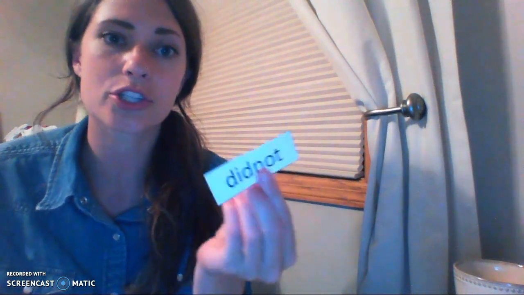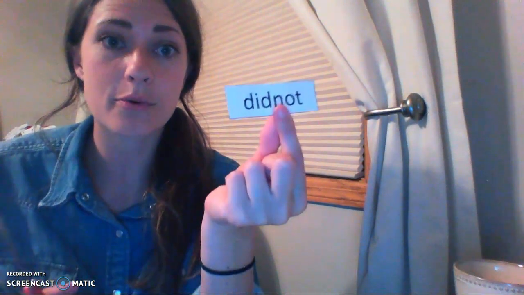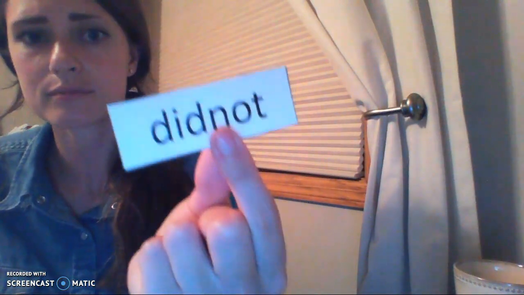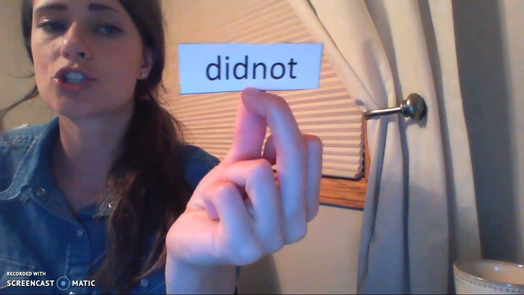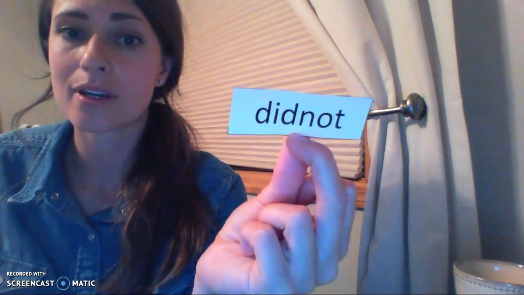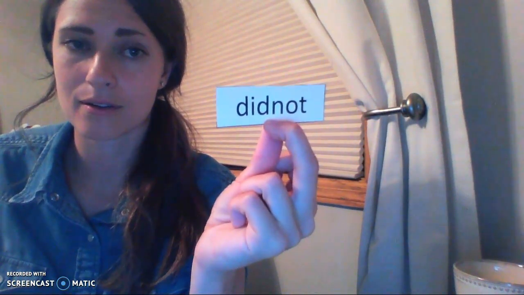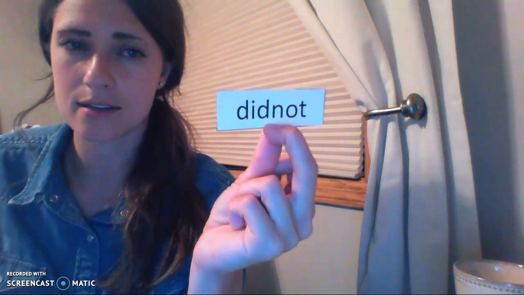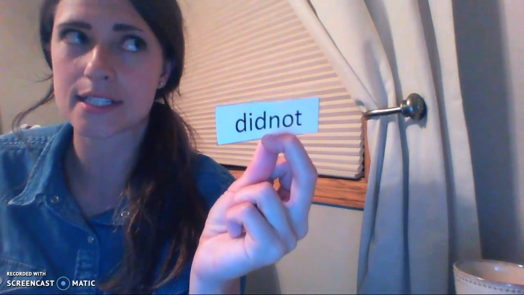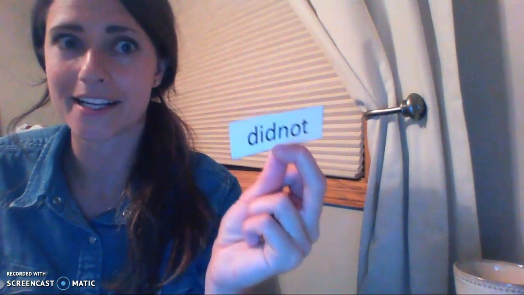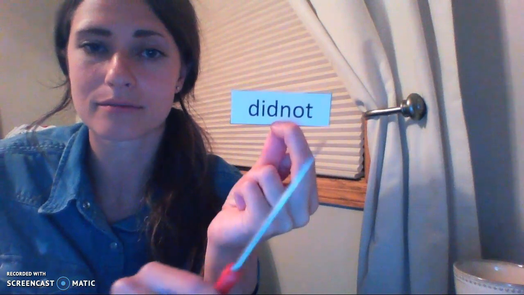As you are working, I want you to think about what the contraction word would be. These are 2 words put together. You need to perform this surgery. Look at my 2 words that are put together. What letters do I need to take out in order to have a contraction word? Did not. What's the contraction of did not? Didn't.